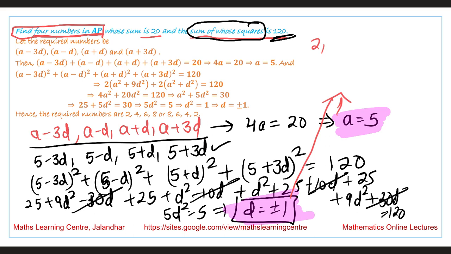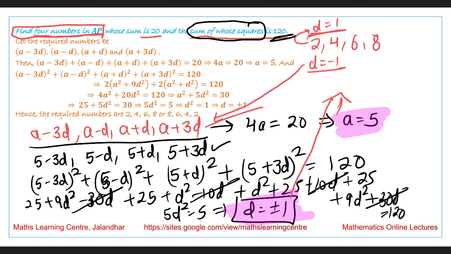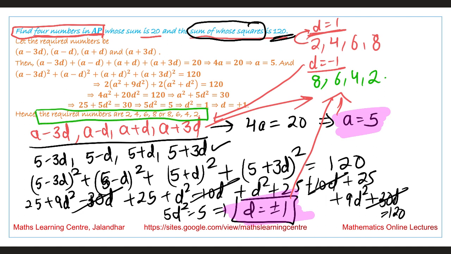It is either 2, 4, 6, 8 if we are using the value of d equal to 1, and if we are calculating using the value of d equal to minus 1 and substituting the values in this equation, the answer in this case is 8, 6, 4, and 2. So these are the two required AP that we have.